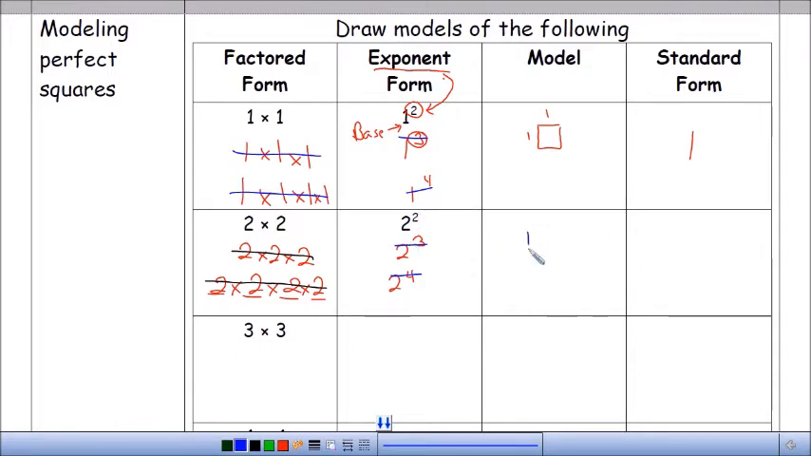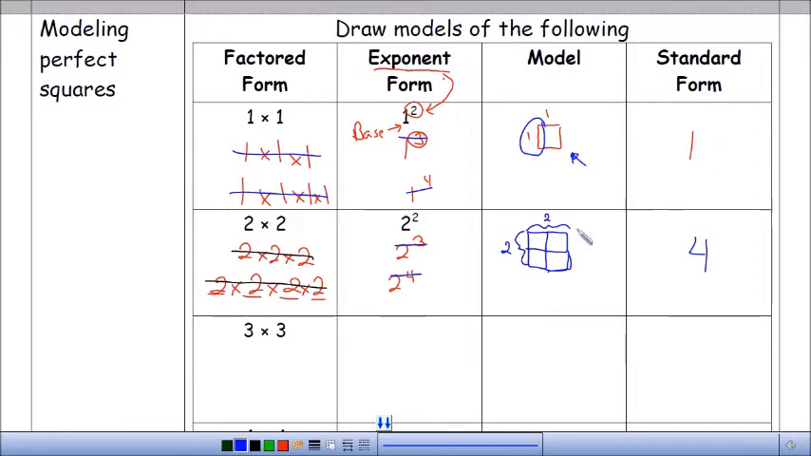But 2 to the second power, that means a square that's made up of 2 squares on either side. So this is now 2 squares and this is now 2 squares. But does this look like a square? Nope. But if I fill it in, now it's a square. So 2 times 2 equals 4, right? So my standard form would be 4. So if you're noticing what we're doing here, the number that we're squaring, that base number, that's the length of the side. And then the standard form, that's how many squares we have total.